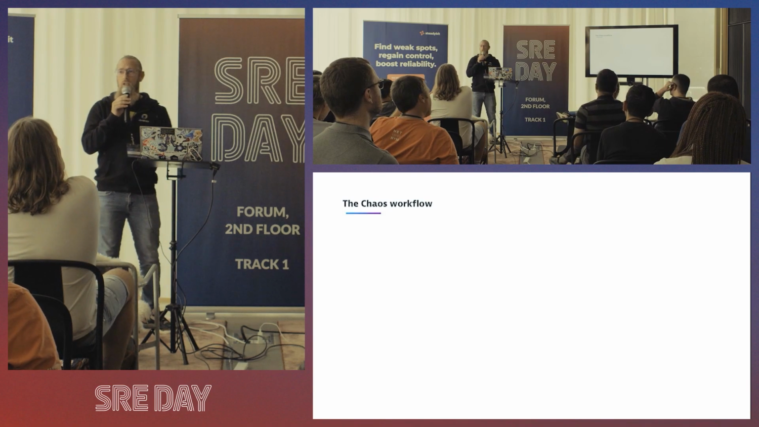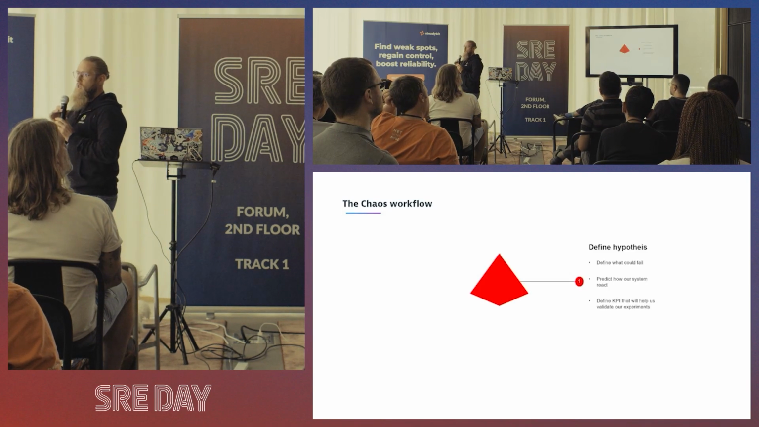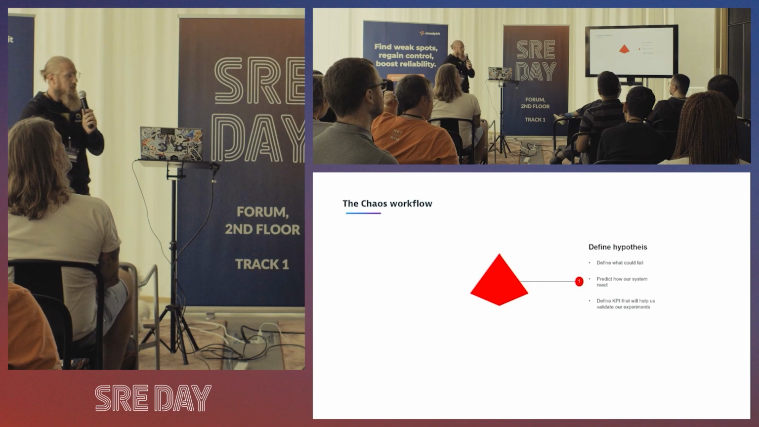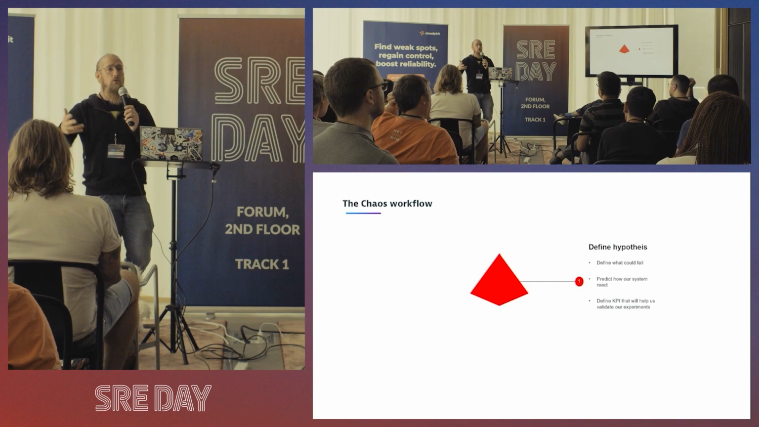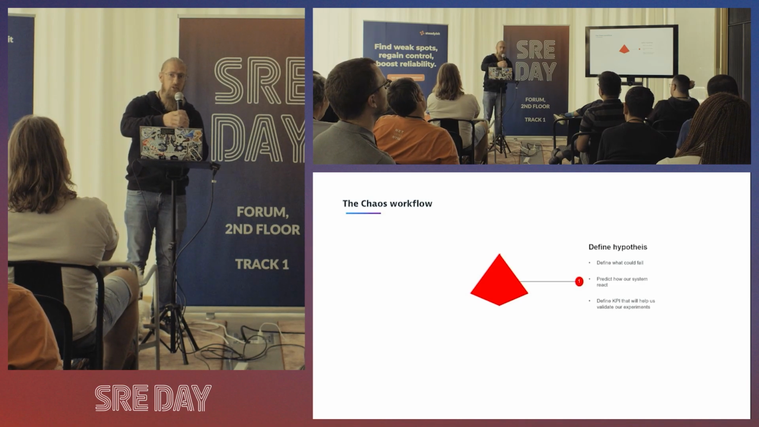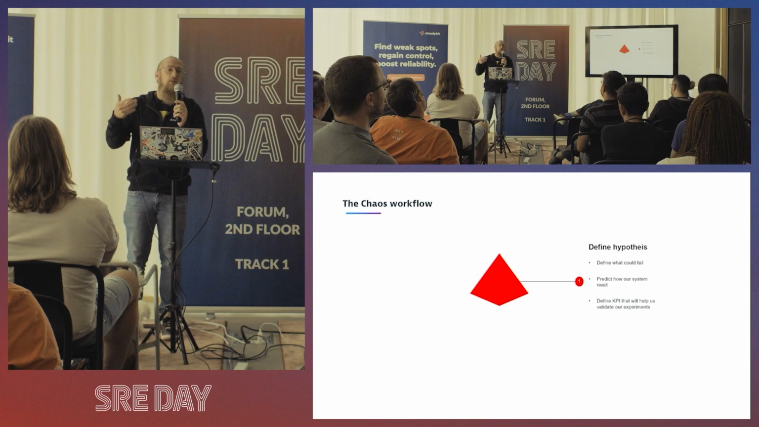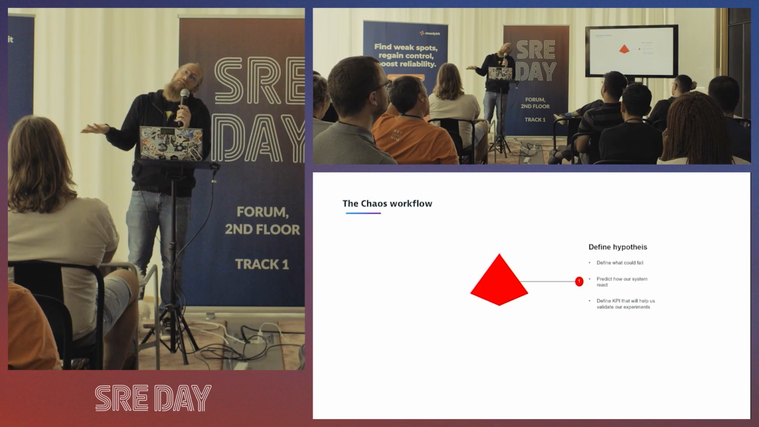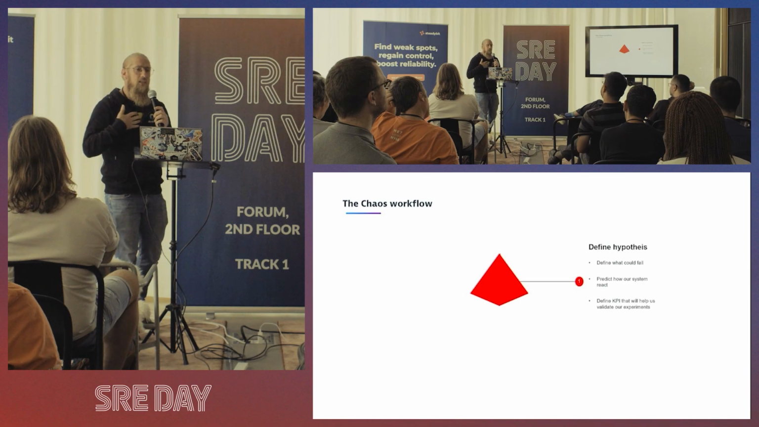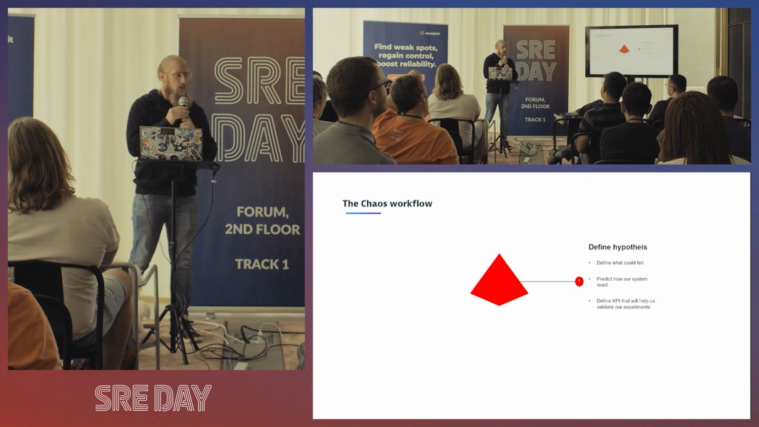So the chaos workflow, how does it work? First, we need to define a hypothesis. We have designed a system, and we have to define what could go wrong. If I have an application talking to a database, what happens if I disconnect the link? I'm not able to read, unable to write. That's fair enough, I know it. So I can predict how my system will behave based on those problems.